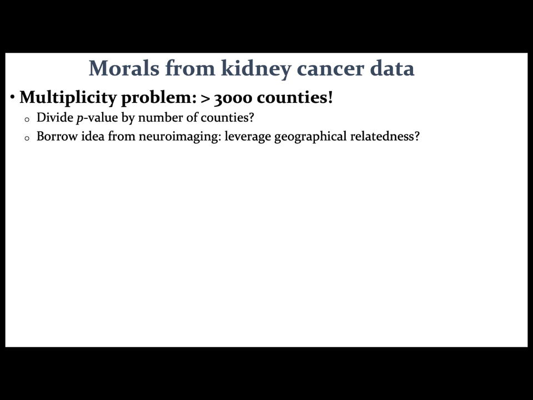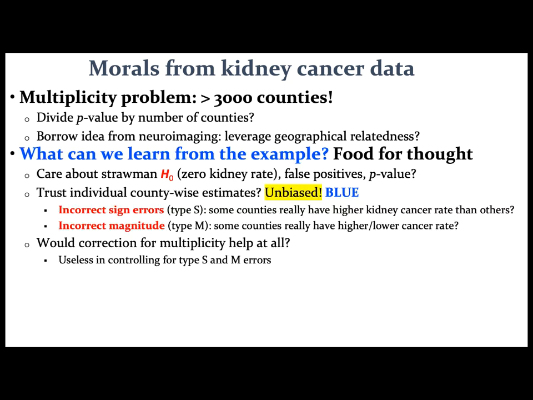How? Divide by 3,000? Bonferroni correction may not be reasonable, because you can argue the neighboring counties are geographically related, maybe they share some relatedness. But actually it's the other way around. Maybe we can borrow the idea from this example and apply it to the neuroimaging situation. Why? Because we don't really care about the so-called null hypothesis. We don't need to attack that straw man. It's not whether there's 0 kidney cancer death. We don't care about that.